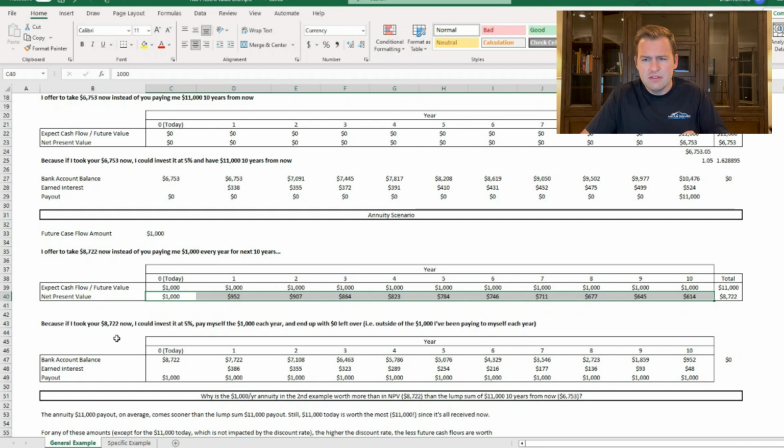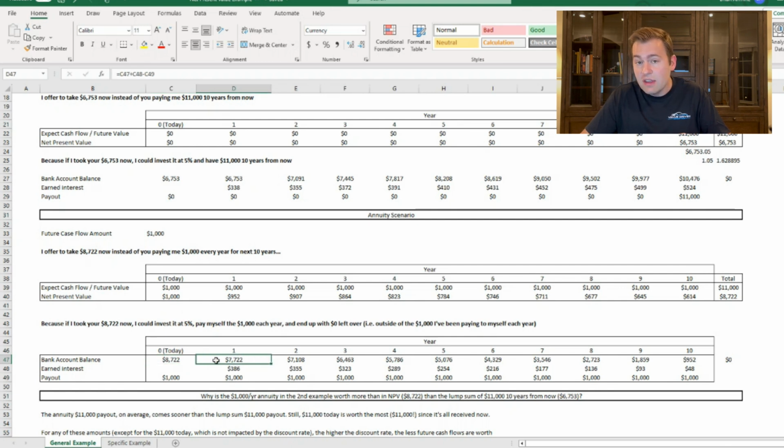Another way of thinking about this, similar to our lump sum example, is what if we had that $8,722 now? This is a little bit of a different example because we're thinking about paying ourselves year by year. So we start with that $8,722, and right away we pay ourselves $1,000 because there's a $1,000 payout in this example. The annuity actually starts with a $1,000 payout. Well, that gives us, at the beginning of year one, $7,722 to invest. If we look at what the interest on that amount would be, and just multiply that by 0.05, that would be an interest we would still receive of $386.